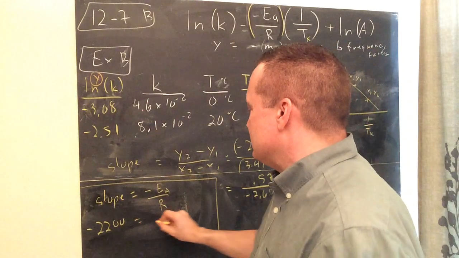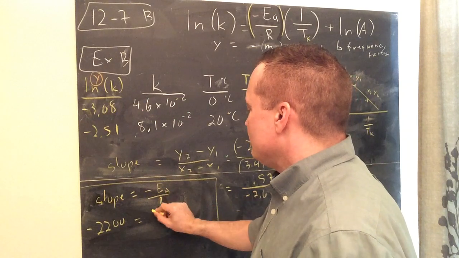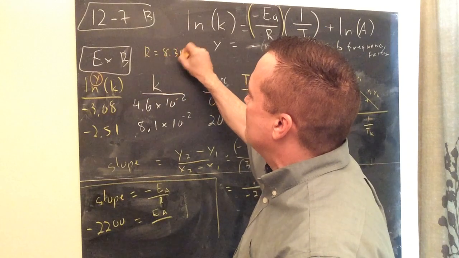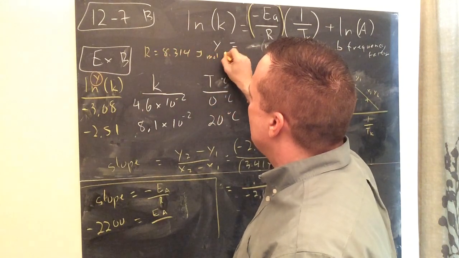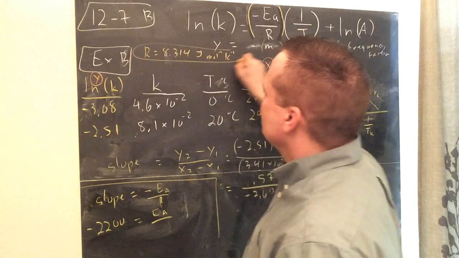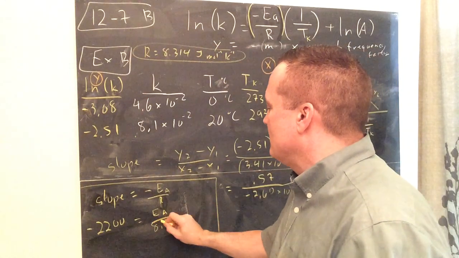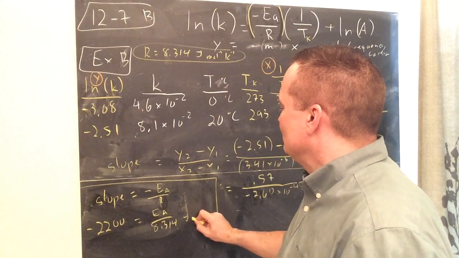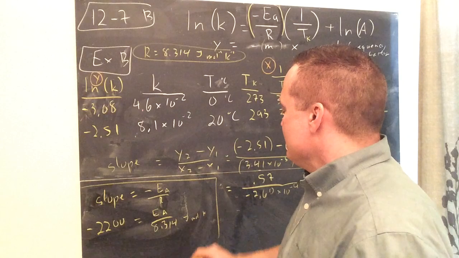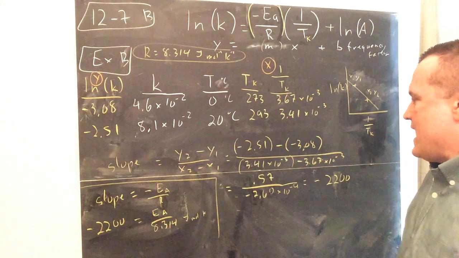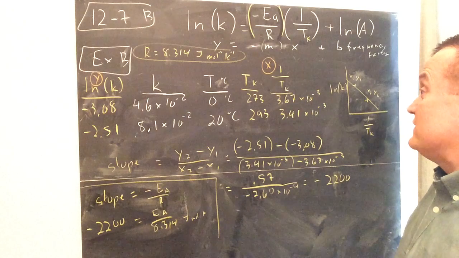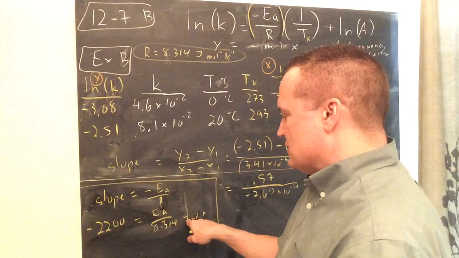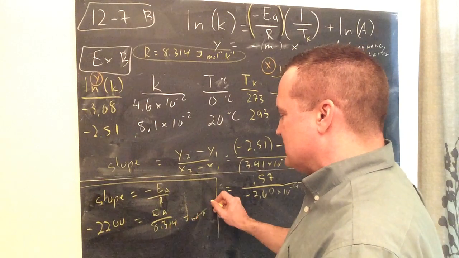Okay, negative 2200 equals negative EA over R. Remember the R value is 8.314 joules per mole Kelvin. I'm not going to worry about the units since I didn't write them down. They're going to cancel out, and your answer is going to end up being in joules.